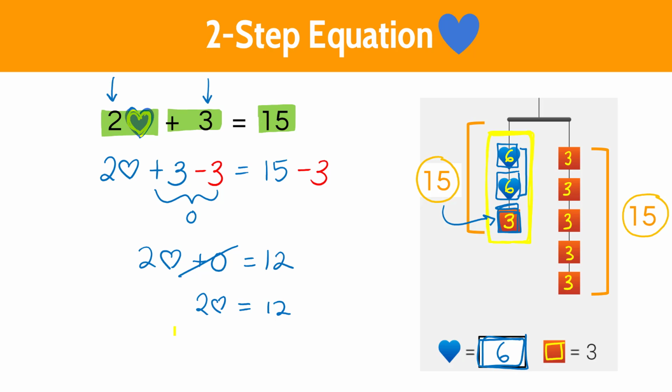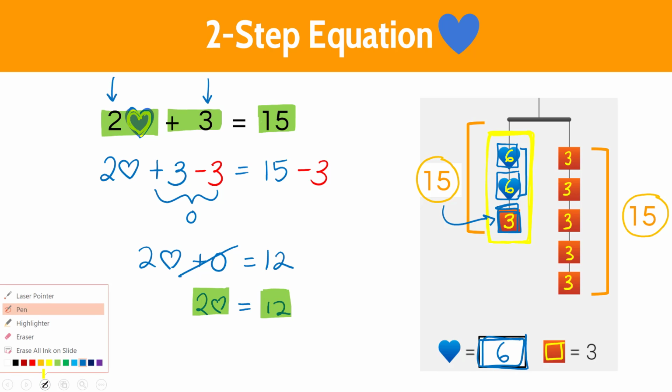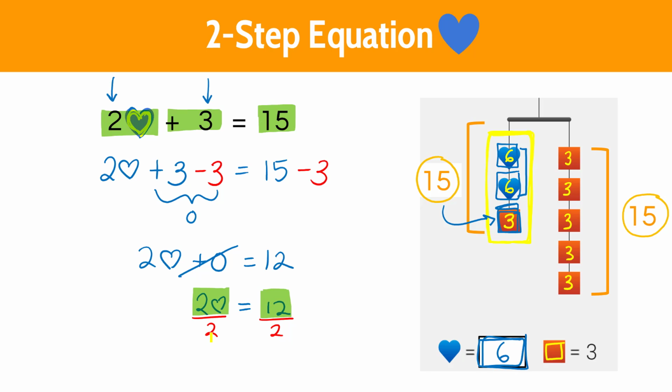At this point, we have 2 heart is equal to 12. There are no loose terms that need to be moved, but there's that factor of 2 that's being multiplied by heart. So to get rid of that factor of 2, we will divide by 2. So 2 heart divided by 2. Well, 2 divided by 2 is 1. So 1 heart is equal to 12 divided by 2, which is 6. Amazing. So the value of the heart ends up being 6.